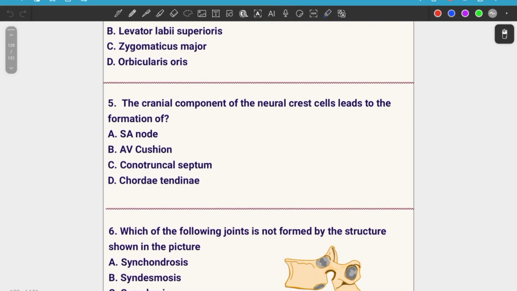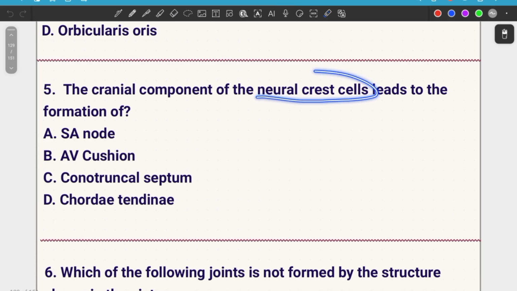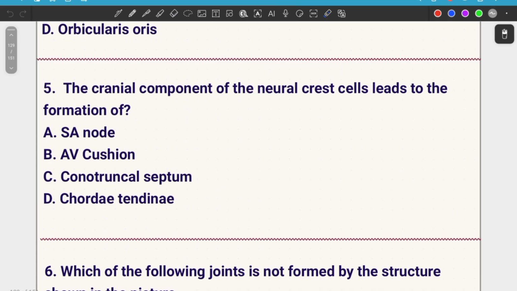Coming to the fifth one: the cranial part of neural crest cells leads to the formation of which structure? Here we have to see which of the following parts is derived from neural crest cells. We have discussed neural crest cell derivatives in our previous questions also.